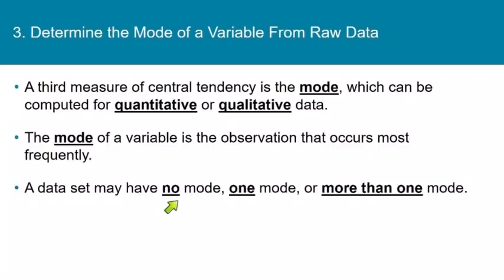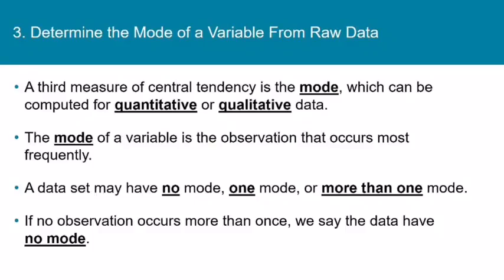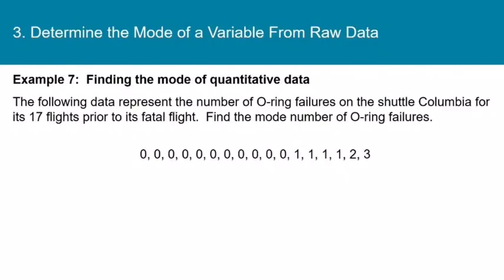A data set may have no mode, or one mode, or more than one mode. If no observation occurs more than once, then we say the data have no mode. Here's an example. This says the following data represent the number of O-ring failures on the shuttle Columbia for its 17 flights prior to its fatal flight. Find the mode number of O-ring failures.